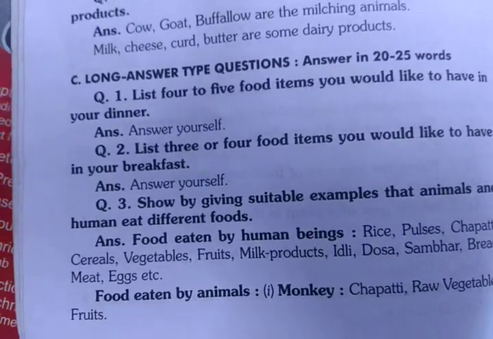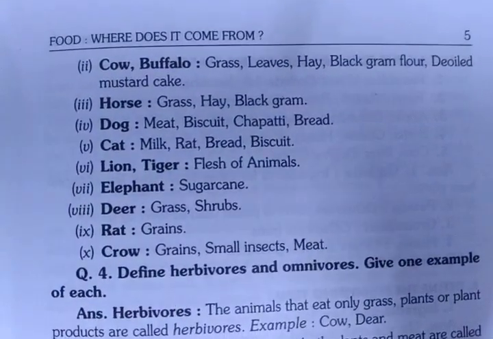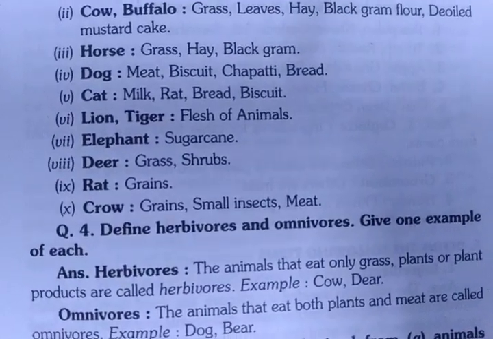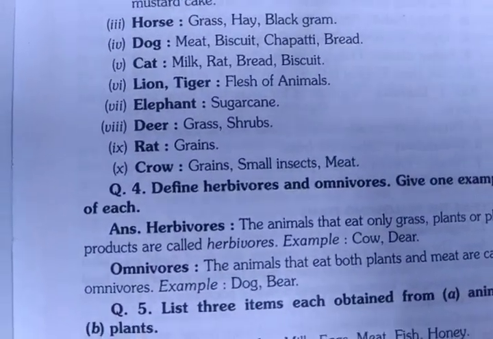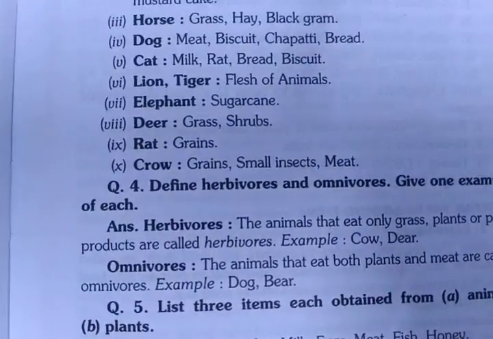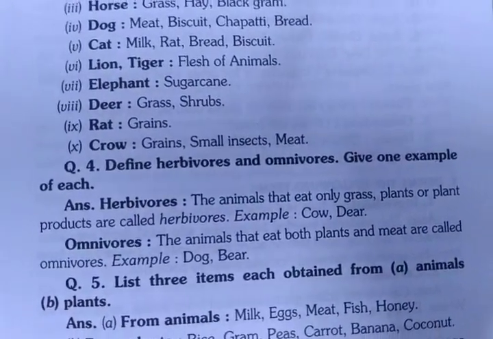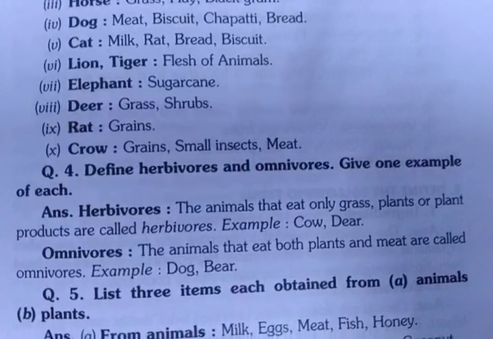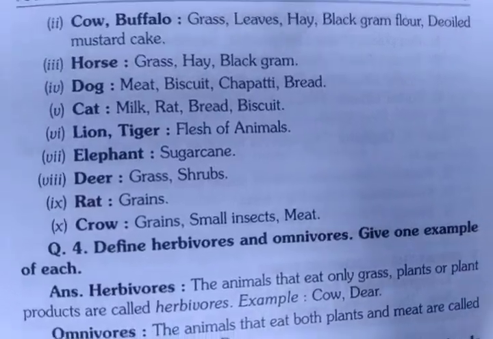What does a monkey eat? Can you tell me? Monkey eats chapati, raw vegetables and fruits. What do cow and buffalo eat? Cow and buffalo eat grass, leaves, hay, black gram flour, de-oiled mustard cake and etc. What do horses eat? Horses eat hay, black gram. What do dogs eat? Meat, biscuit, chapati and bread. Cat, milk, rat, bread, biscuit. What do lion and tiger eat? Flesh of animals. What do elephants eat? Sugarcane. What do deer eat? Grass and shrubs. What do rats eat? Grains. What do crows eat? Grain and small insects, meat. As you have seen, these are a few different things that animals eat, different products, and human beings eat different.